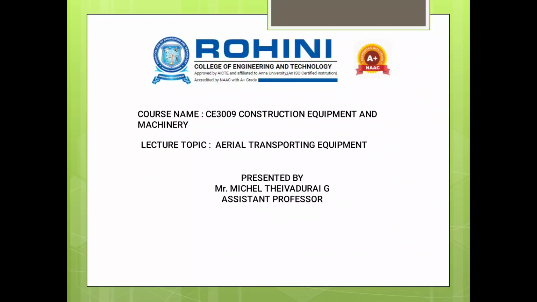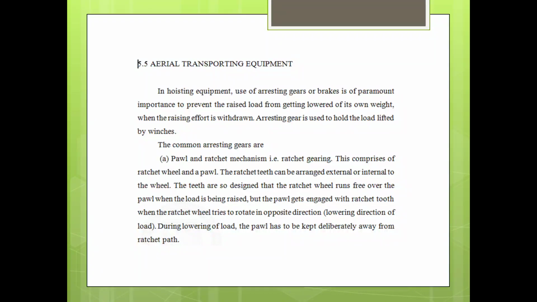Today the topic is aerial transporting equipment. In hoisting equipment, the use of arresting gears or brakes is of paramount importance to prevent the raised load from getting lowered by its own weight. When the raising effort is withdrawn, the arresting gear is used to hold the load lifted by winches. The common arresting gears are the ratchet mechanism, that is, a ratchet gear.